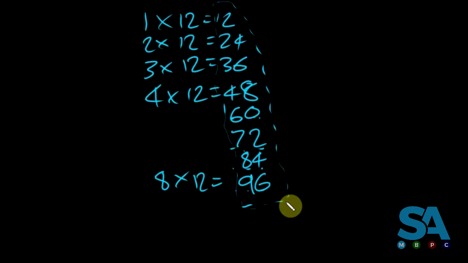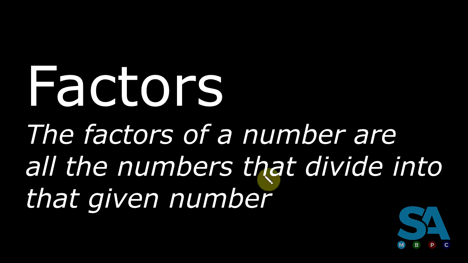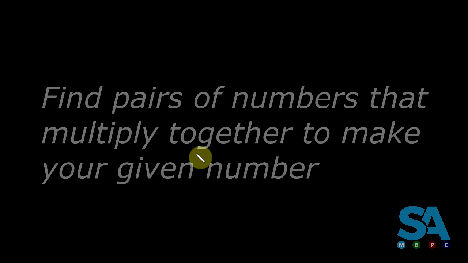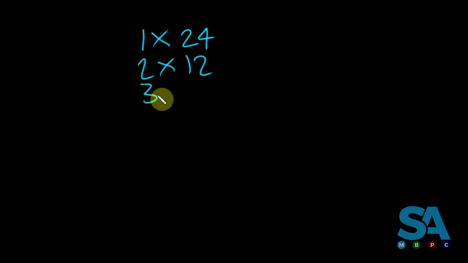Let's look at factors. The factors of a number are all the numbers that divide into it. So there's actually a method that guarantees you'll find all of them. What you want to do is look at the number you're trying to find the factors of and try to find pairs of numbers that times together to make this number. And you're going to do this in a strategic way. First, you're going to start off with 1 times that number. So in this case, that'll be 1 times 24. Then we'll do 2 times a number which will give us 24. In this case, that'll be 12. Then 3 times a number that will give us 24, which is 8, and so on.